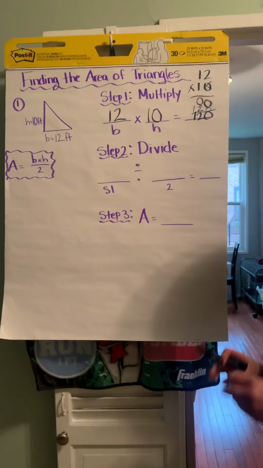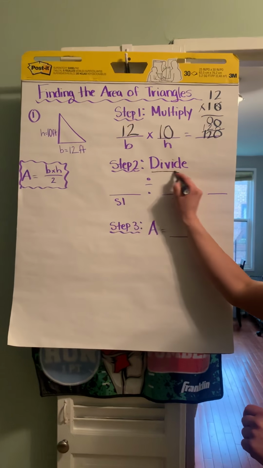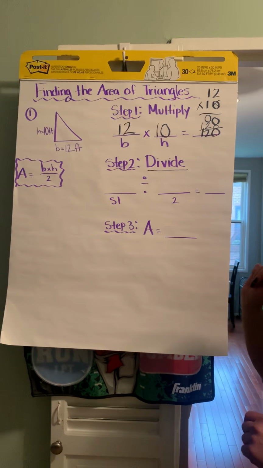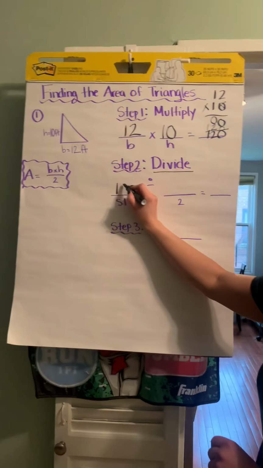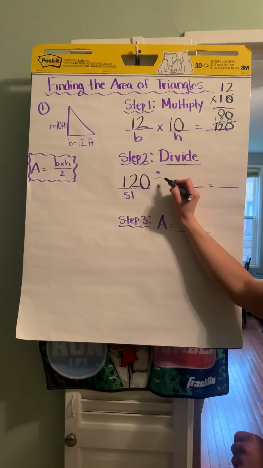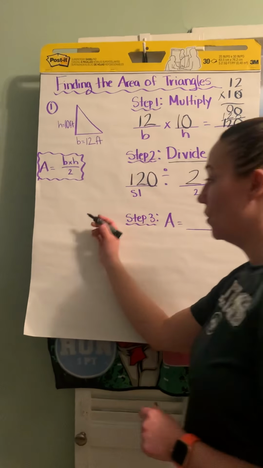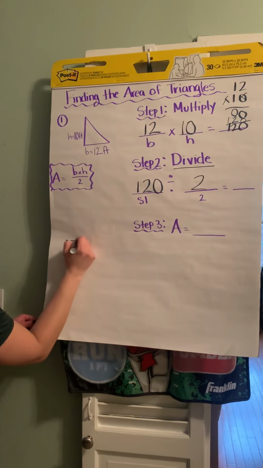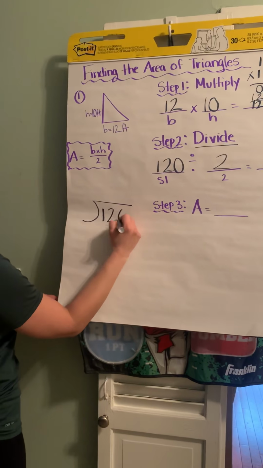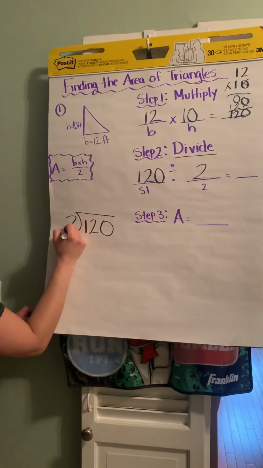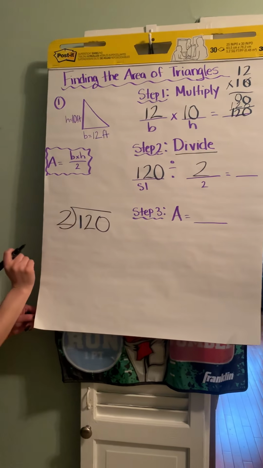Now I have to do my next very important step, step 2, divide. I cannot forget to divide. I take my answer from step 1, 120 divided by 2. Now I have to go to my scrap paper. I make a division table. I write the large number on the inside and the small number on the outside. The number on the outside for this formula will always be 2.